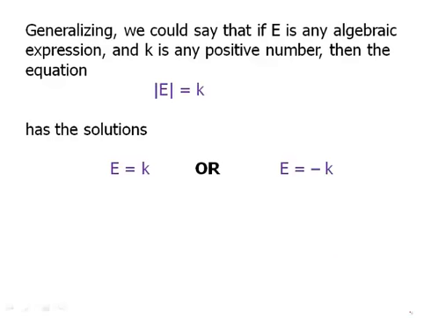Generalizing, we could say that if E is any algebraic expression and K is any positive number, then the equation absolute value of E equals K has the solutions E equals positive K or E equals negative K. I should hasten to add here, this notation I'm using E for an expression, I just made this up on this page. This is not a general notation that you're going to see anywhere else. I'm just using it for shorthand here. The idea is that we could put any expression inside the absolute values, and then whatever that absolute value equals, the expression itself would equal the positive or negative of that same value.